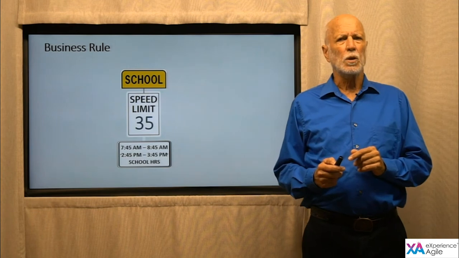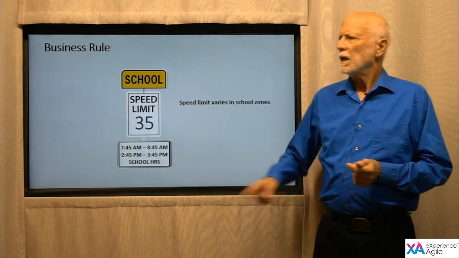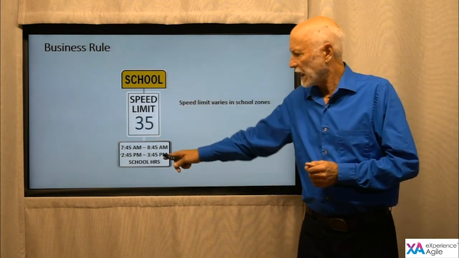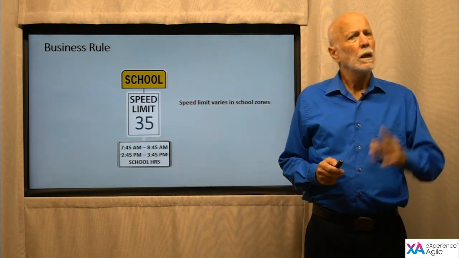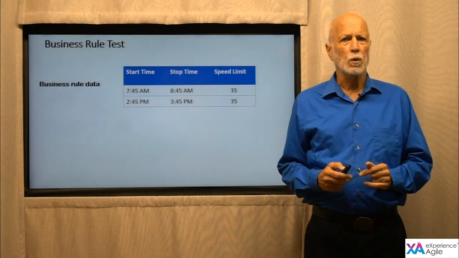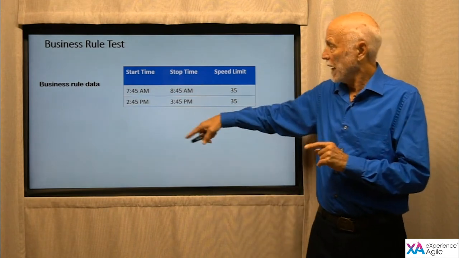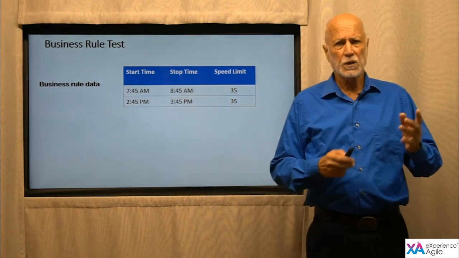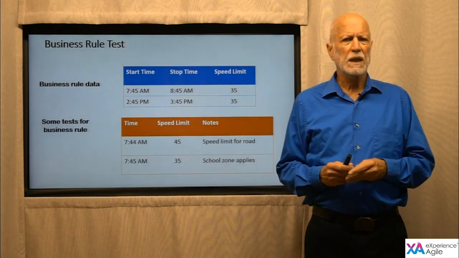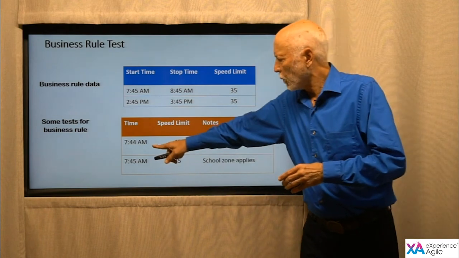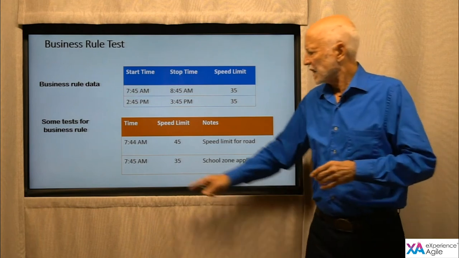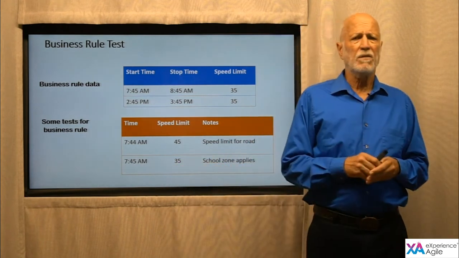Let's take a business rule. Here is a speed limit that varies in the school zone. A speed limit of 35, and that's between those hours. So now we need to come up with some tests against that business rule. Given our business rule data, 7:45 to 8:45 is 35, and so forth. Then let's run some tests for it. At 7:44, it's 45, because that's the speed limit for the road, and at 7:45 a.m., it becomes 35.